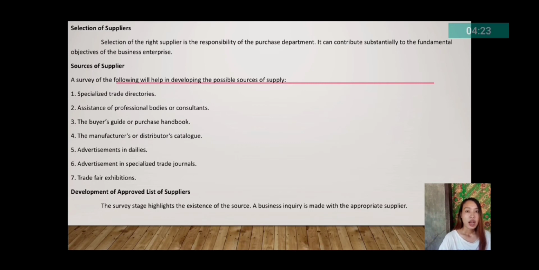Sources of supplier. The following help in developing possible sources of suppliers. First, specialized trade directories. Second, professional bodies or consultants. Buyer guides and purchase handbooks. The manufacturer or distributor catalog.